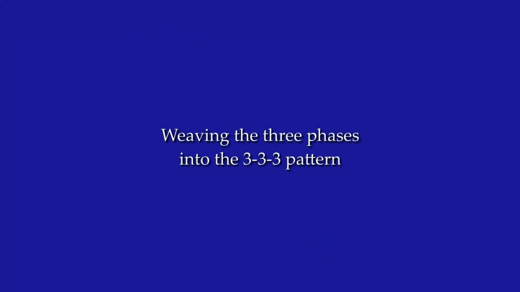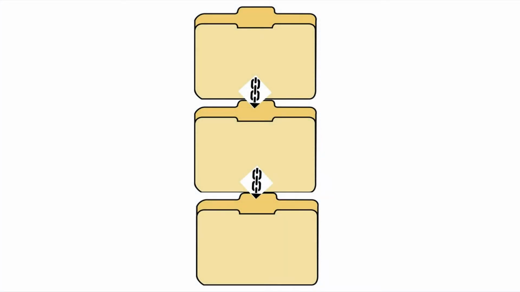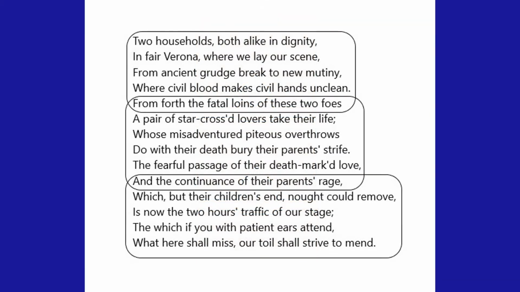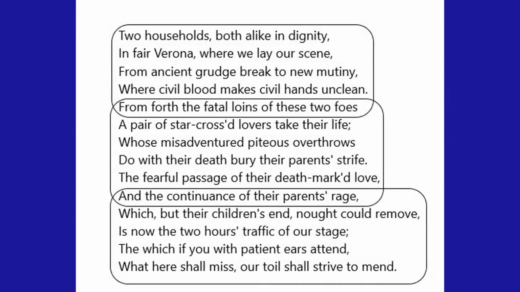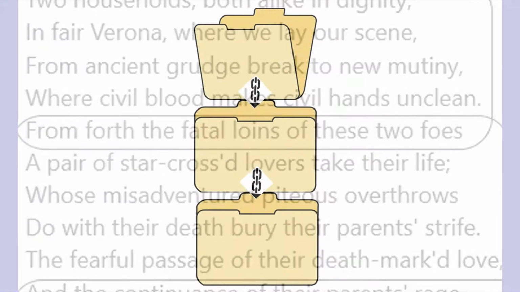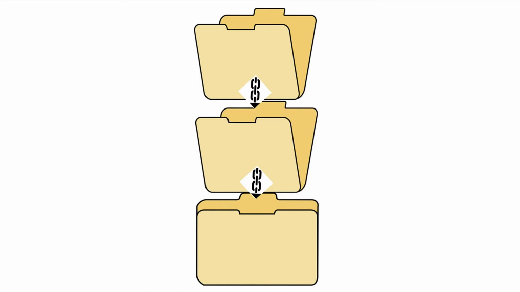In this episode, we'll introduce you to the nuts and bolts of weaving these three phases into the 3-3-3 pattern. Using our computer model once again, this process involves organizing your line files into three simple and efficient virtual folders. You will link these folders together so that when you finish accessing your line files from one folder, the link to the next will automatically open, giving you instant access.